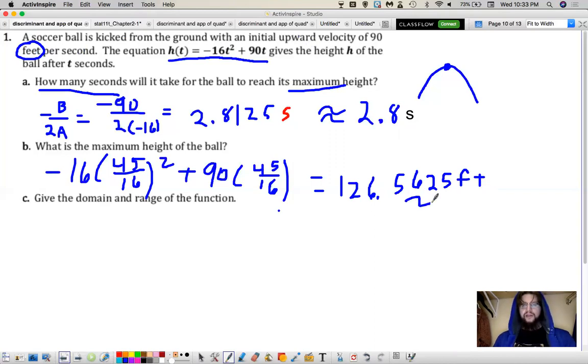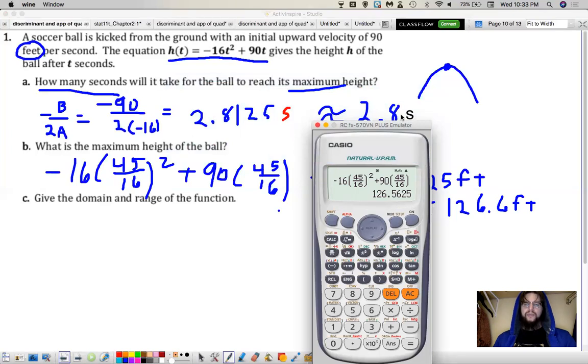So I'd round that to 126.6 feet. I will specify in your assessment where to round: 10th place, 100th place, 1 decimal place, 3 decimal places.